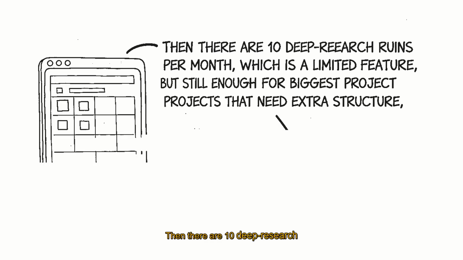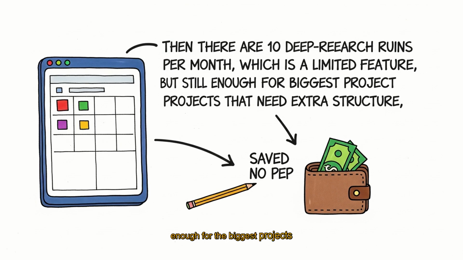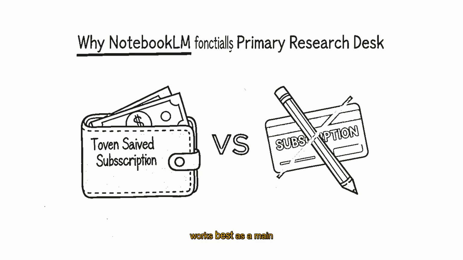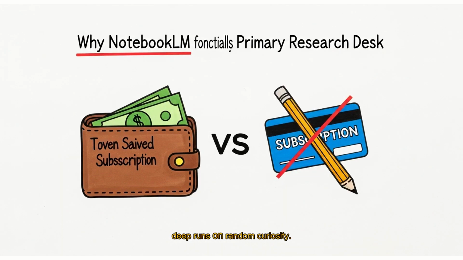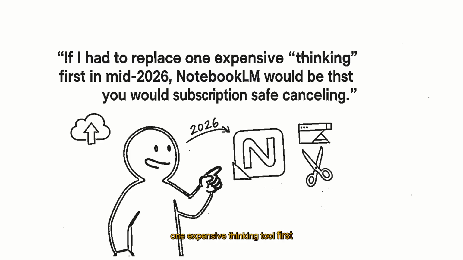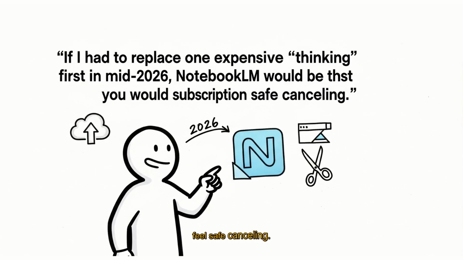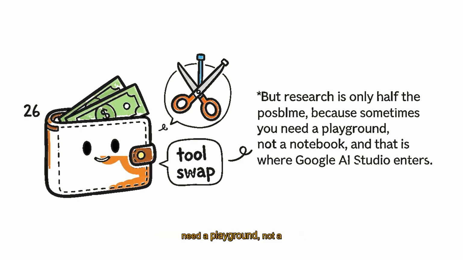Then there are 10 deep research runs per month, which is a limited feature but still enough for the biggest projects that need extra structure. That quota is why NotebookLM works best as a main research desk, not as an endless toy where you waste deep runs on random curiosity. If I had to replace one expensive thinking tool first in mid-2026, NotebookLM would be the first subscription I would feel safe canceling. But research is only half the problem, because sometimes you need a playground, not a notebook.